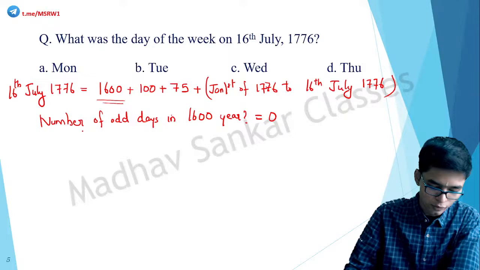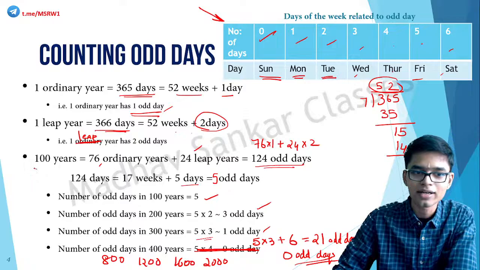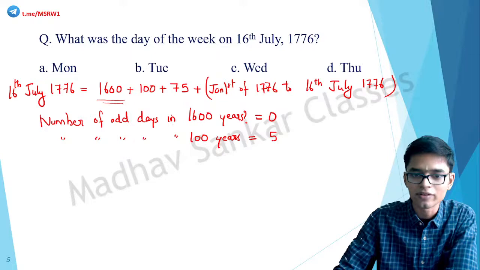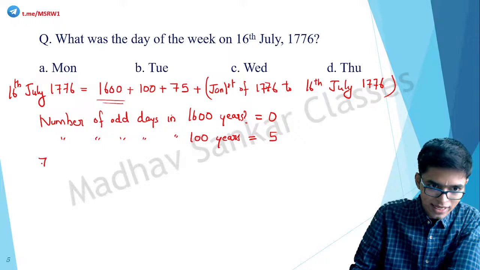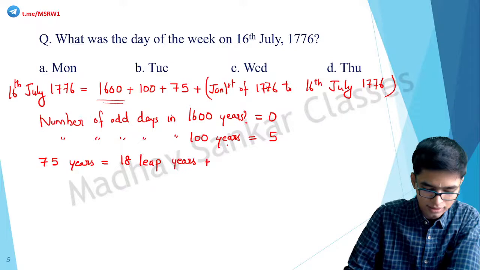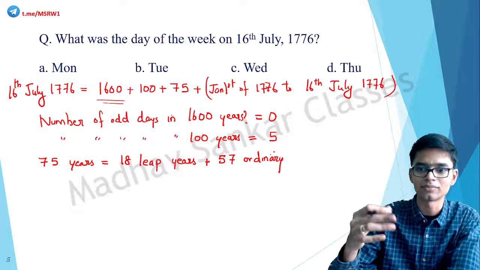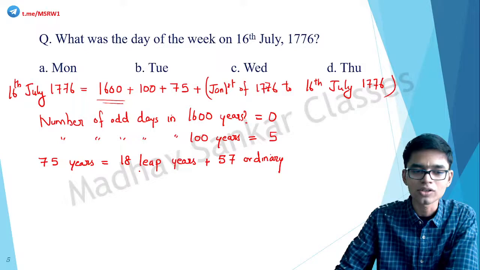Clear? Now, number of odd days in 100 years is equal to how much? We already studied that. In 100 years, number of odd days is 5. Correct. So it is 5 odd days. Now, in 75 years, we can again split 75. 75 years is equal to 18 leap years plus 57 ordinary years. I have already solved this to avoid spending too much time on calculations.